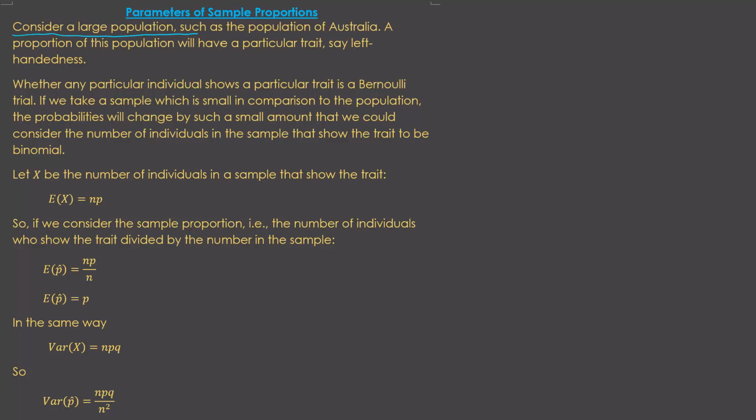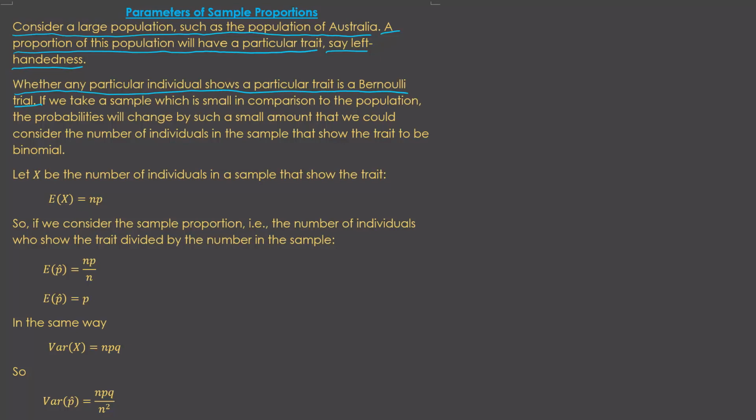Consider a large population, such as the population of Australia. A proportion of this population will have a particular trait. Let's say, for example, left-handedness. Whether any particular individual shows a particular trait is a Bernoulli trial.